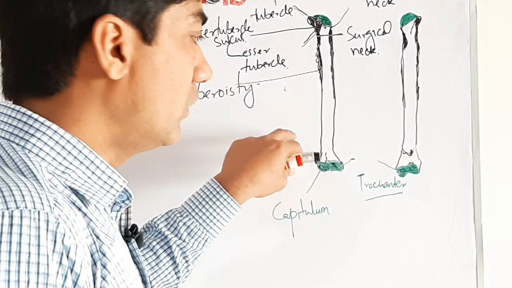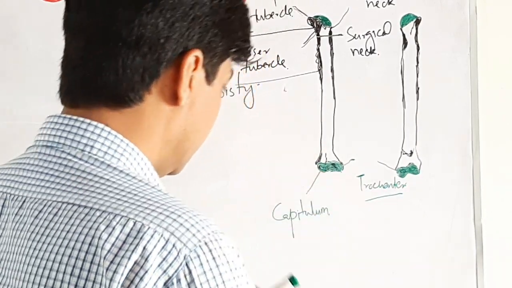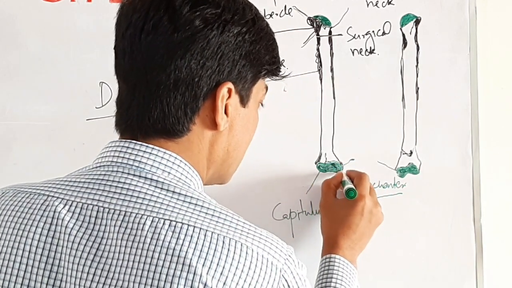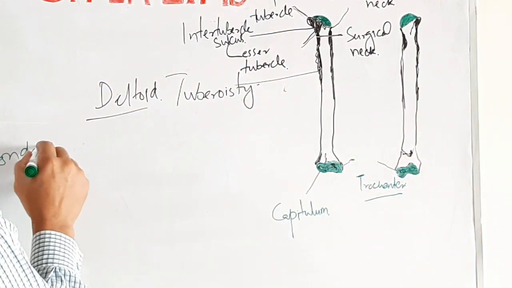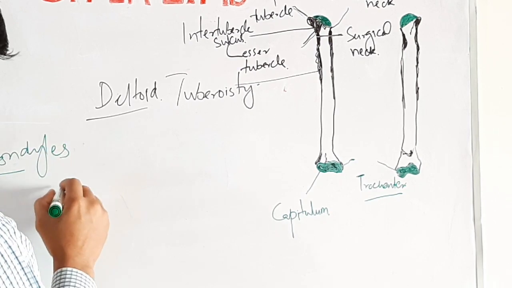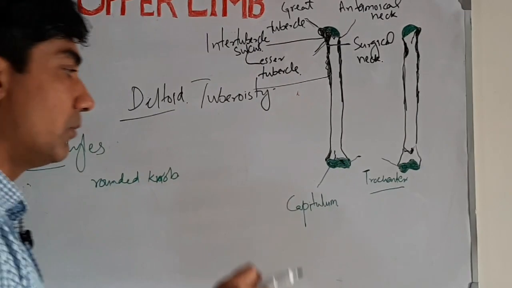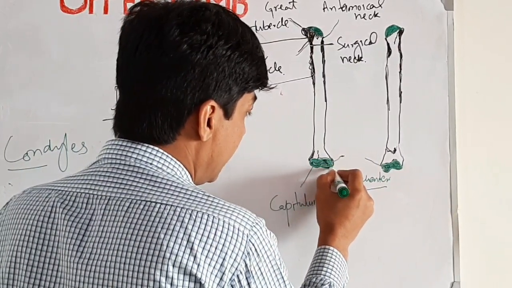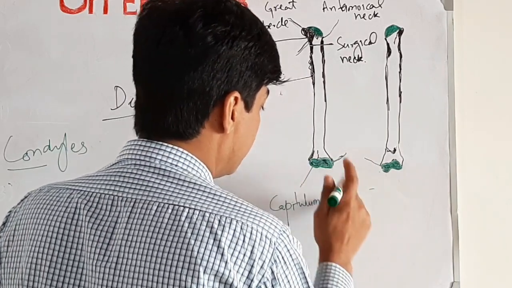Now we are going to look at the distal part of the humerus. In the distal part of the humerus, there is a smooth surface that is called the condyles. As we have discussed earlier, what are condyles? Condyles are rounded knobs that articulate with the bone. So here are the two condyles. One is medial and one is lateral. This is the medial condyle and this is the lateral condyle.